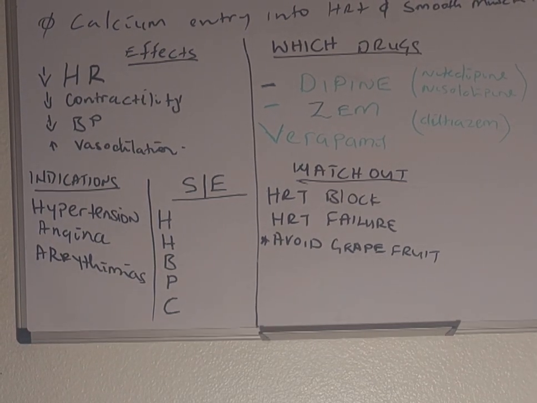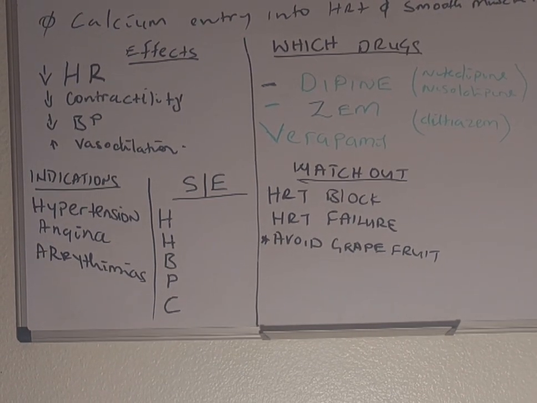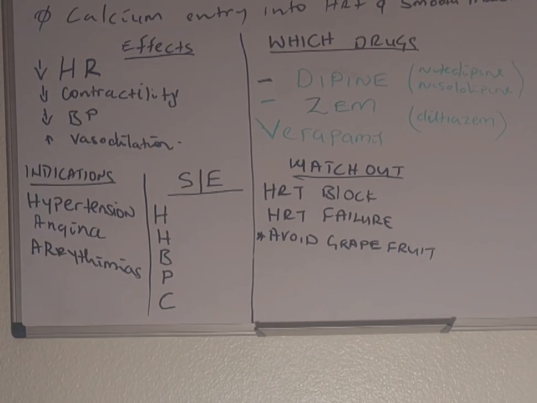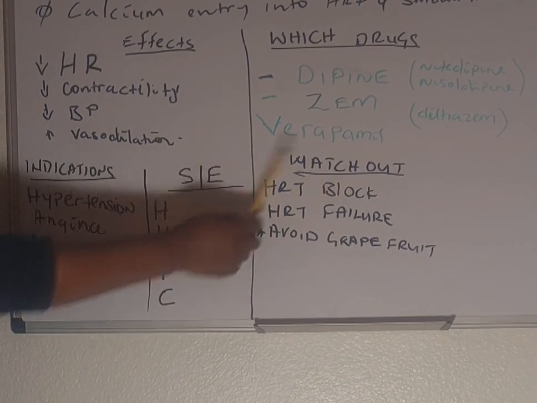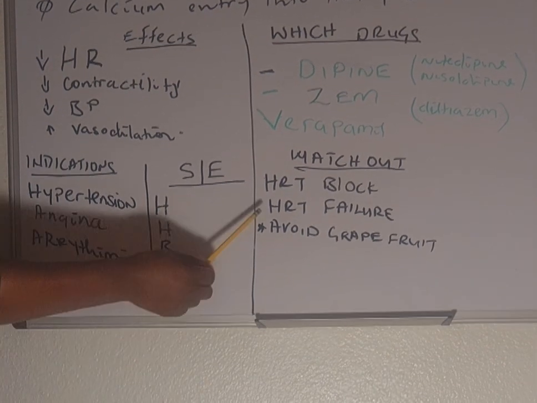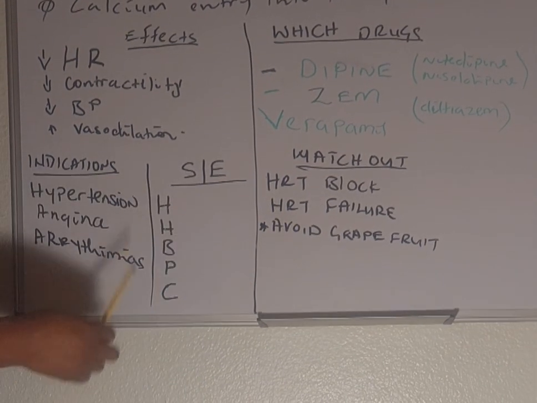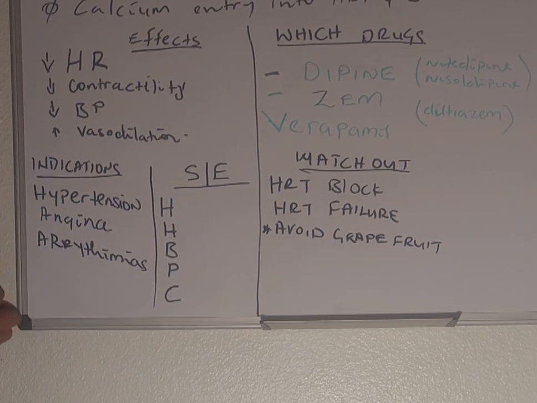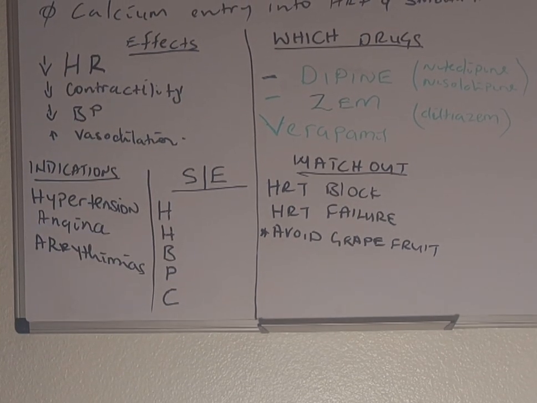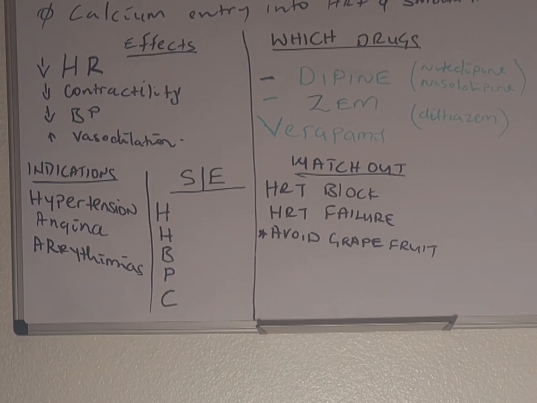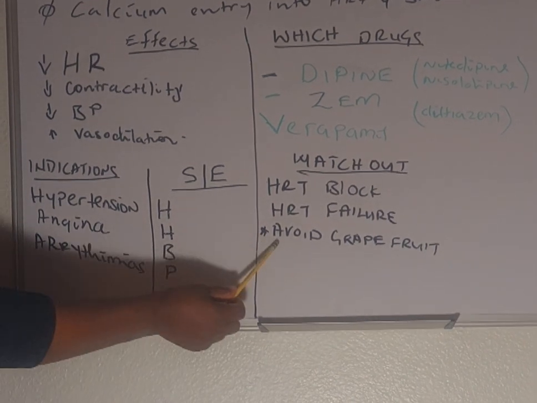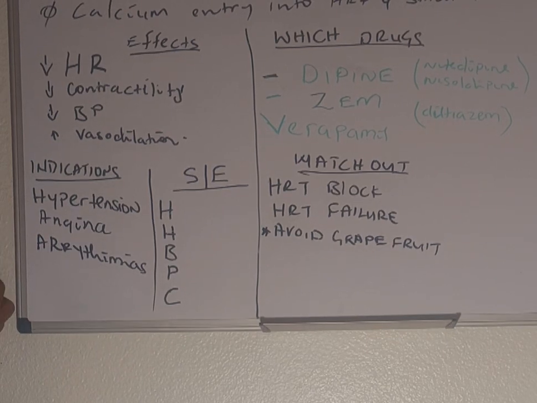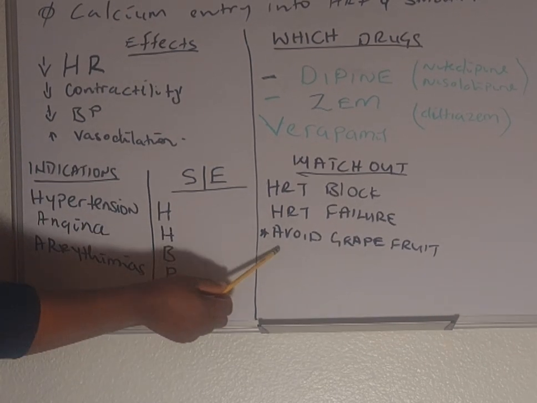So there are certain things that you need to watch out for, which are mostly asked in English exams. When you are giving these drugs, you have to watch out for heart block. You also need to watch out for heart failure. They tend to increase heart failure, so you don't need to give these drugs to people who have heart failure. Then one most important thing is to avoid grapefruit. When patients are taking calcium channel blockers, you don't need to give them grapefruit.